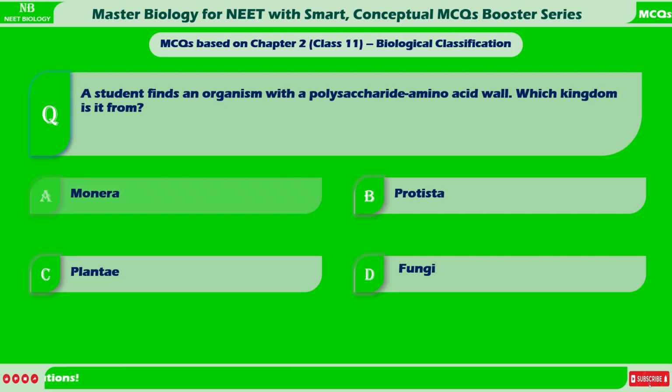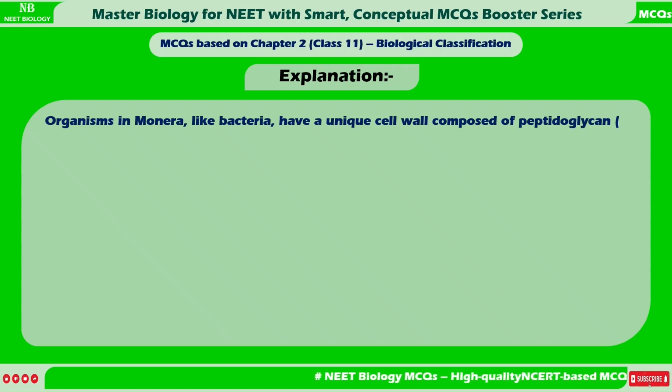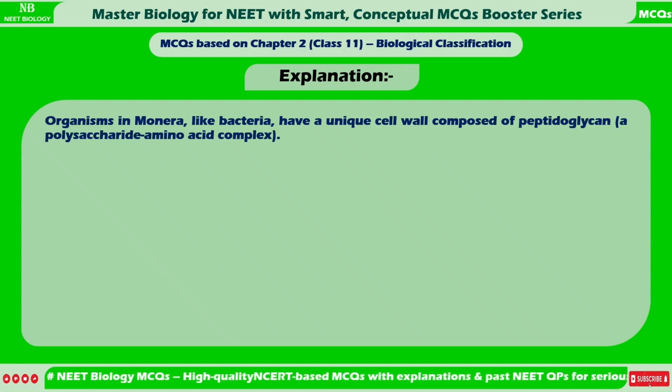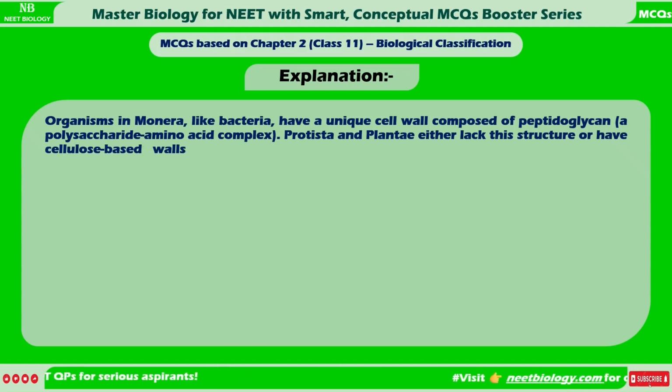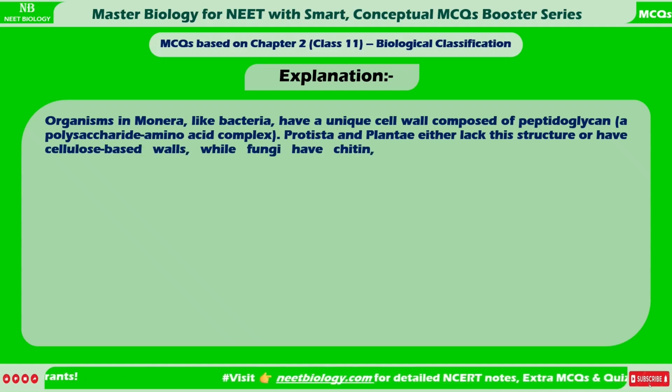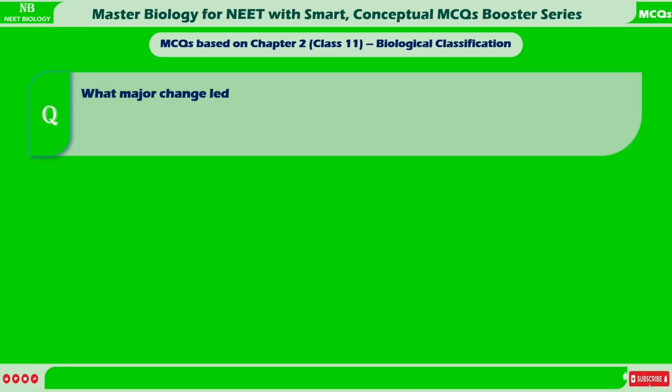Correct answer is A. Monera. Explanation: Organisms in Monera, like bacteria, have a unique cell wall composed of peptidoglycan, a polysaccharide amino acid complex. Protista and Plantae either lack this structure or have cellulose-based walls, while fungi have chitin, confirming Monera as the correct classification.